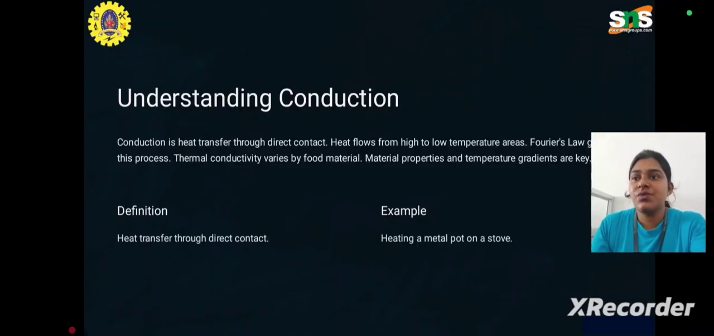So first of all, what is the definition? We shall see about the definition of the conduction. So heat transfer directly through contact where molecules collide and transfer energy. So this is the definition of the conduction. So we shall see about the example. So heating a metal pot on a stove, where heat flows from the burner to the pot and then to the food inside.